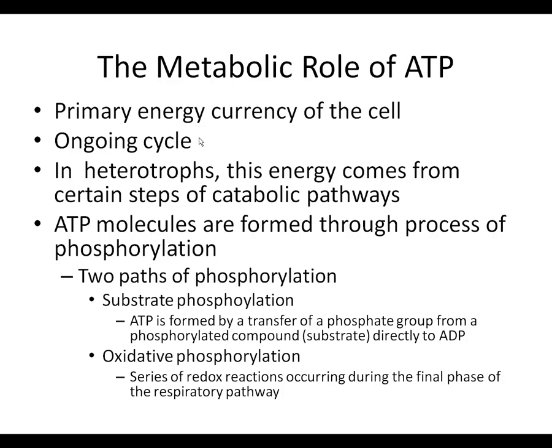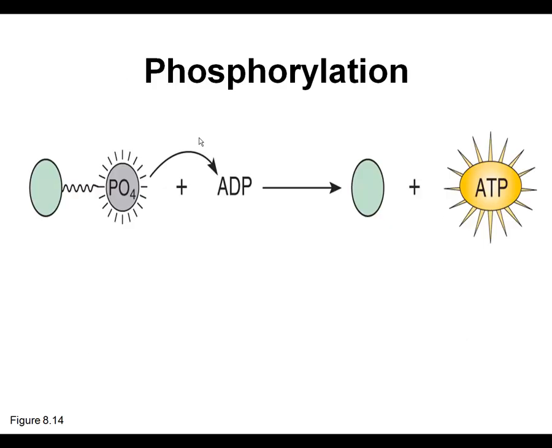Remember, if you have a substrate, you must have an enzyme. So if you're talking about substrate phosphorylation, those ATPs are going to be formed when you have a series of substrate or enzyme catalyzed reactions. Oxidative phosphorylation is when your series of reactions are oxidation reduction reactions. That is the easiest way to tell the difference between the two.